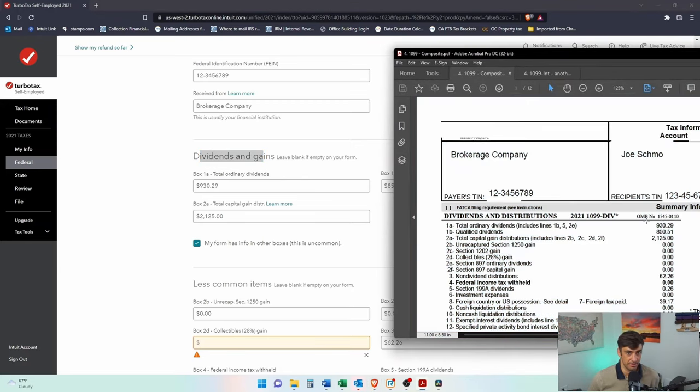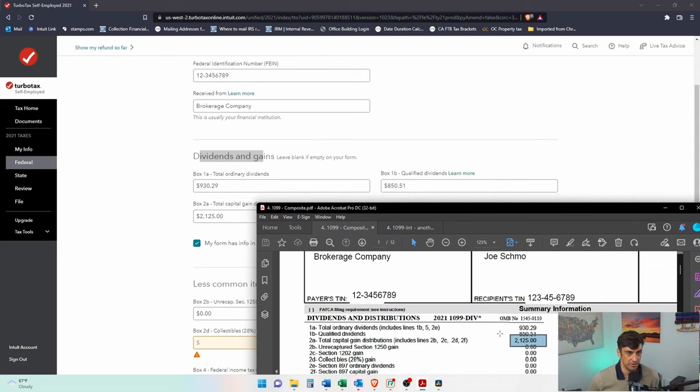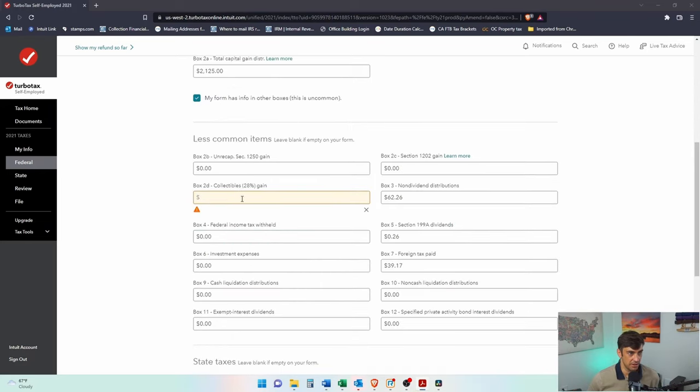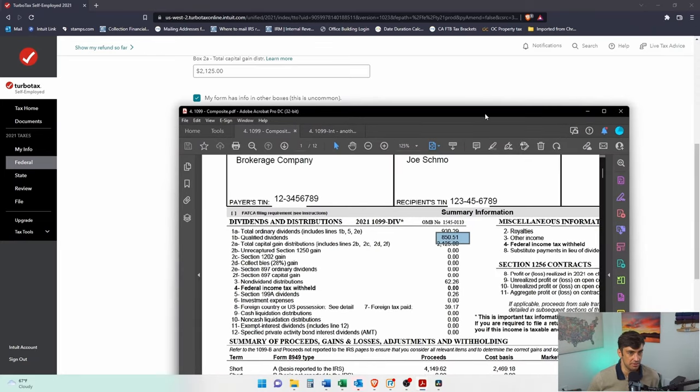Box 1A, 930.29, okay. 2A, 21.25, okay. Good deal, look at that. What else? Qualified, 88.50, 51, okay, good job, nice. Okay, unrecaptured collectibles. Okay, I think it's got all this too. So what's the next one?